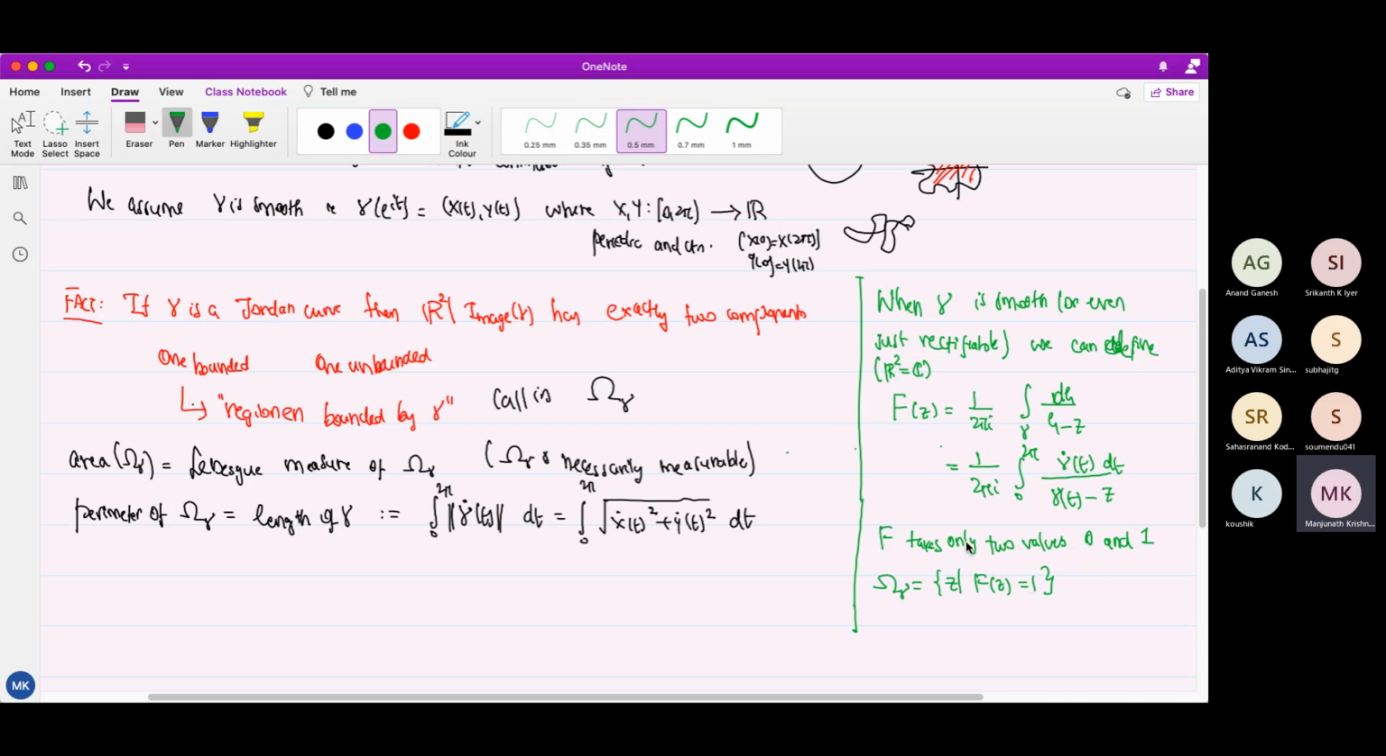So anyway, let's assume this. f takes only two values, 0 and 1. Then omega gamma is by definition the set of z where f(z) is 1. At least this way you see the measurability of omega gamma quite easily. It's fairly easy, since f is clearly a nice function of z, for z not in the image of gamma.